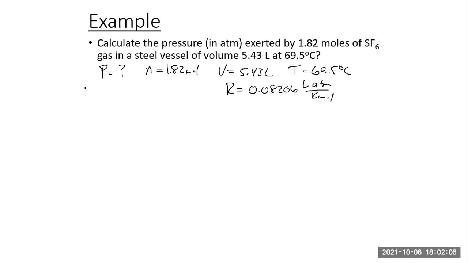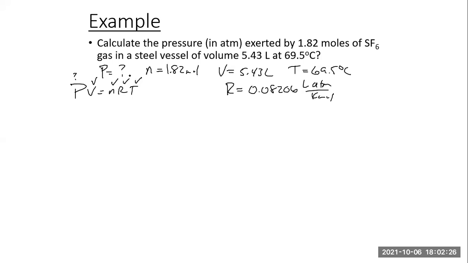So again, if we just think about PV equals nRT, which is the ideal gas law, we are looking for P. We do have V, we do have n, we do have T, and again, we always have R. So that allows us to know really where to go with this.